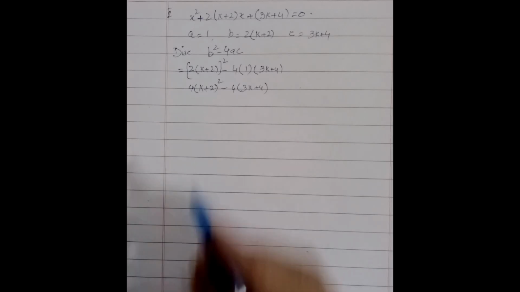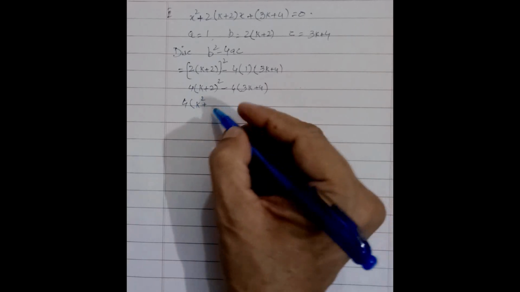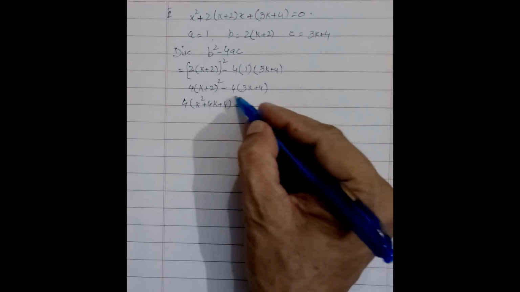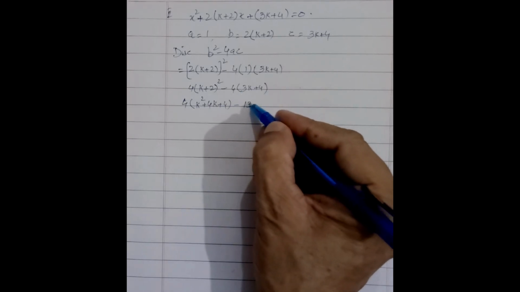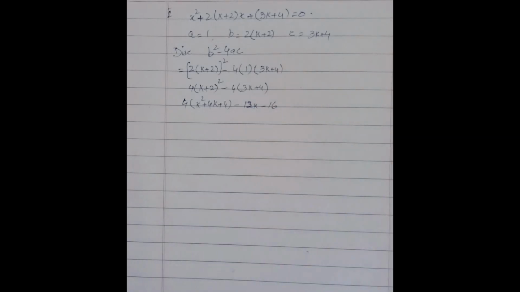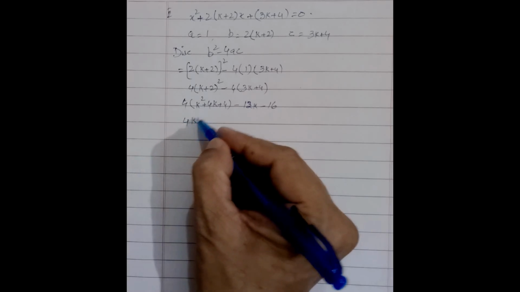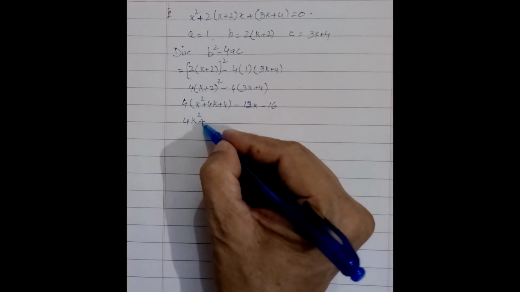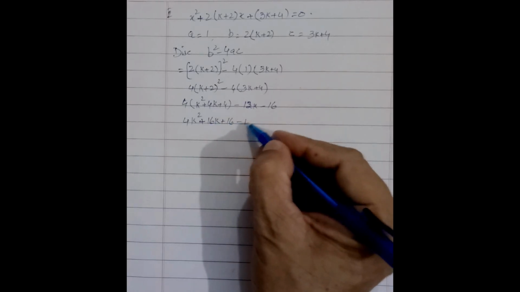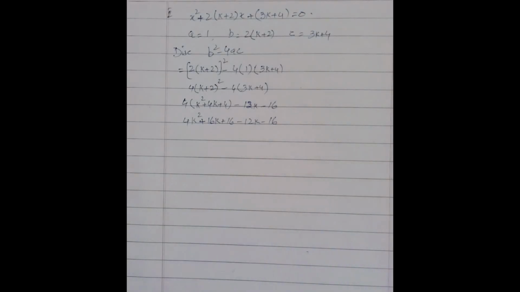Now simplify these values, we get 4k square plus 4k plus 4 minus 4 3s are 12k minus 4 4s are 16. And simplify further, we get 4k square plus 16k plus 16 minus 12k minus 16.